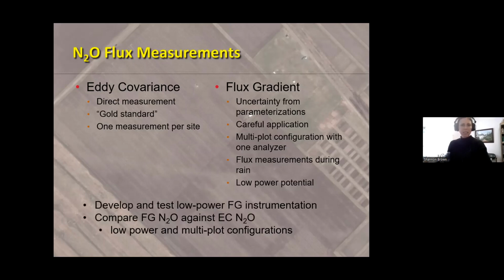So the objectives of this study were to develop and test a low power flux gradient instrumentation, and then make comparisons of flux gradient nitrous oxide fluxes against those measured by an eddy covariance system. And this was done using both a low power flux gradient and a multi-plot flux gradient system.